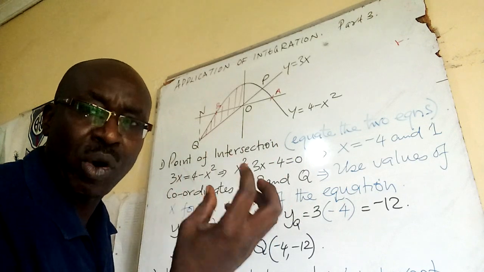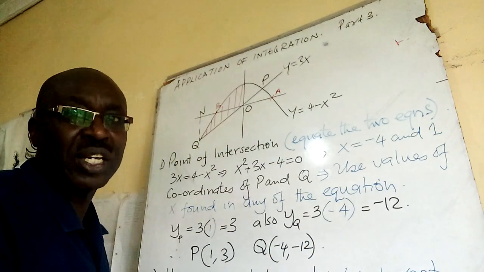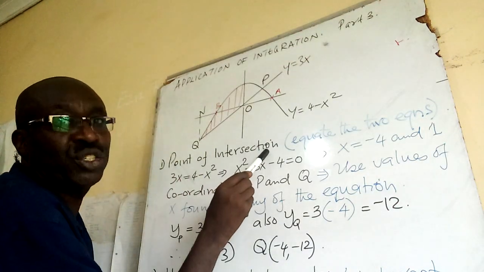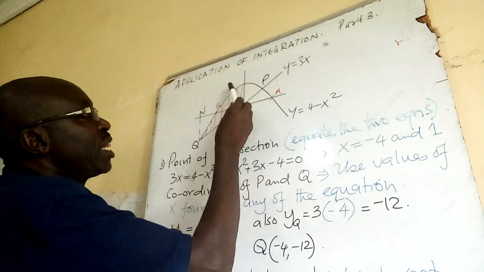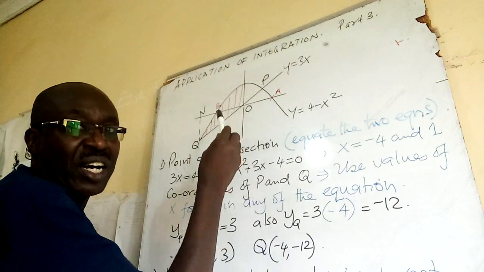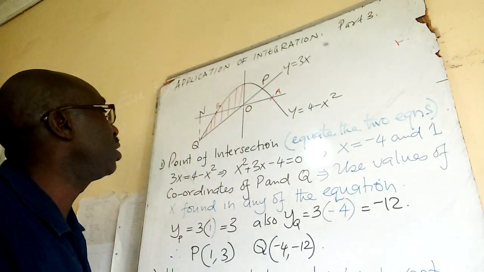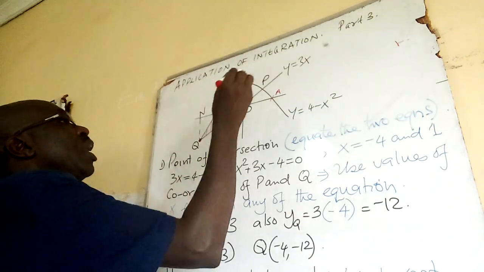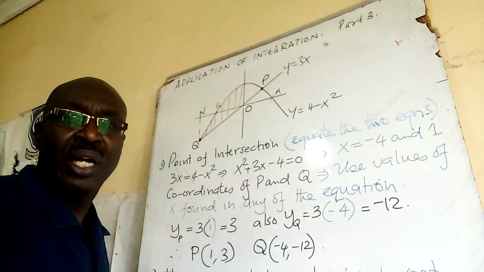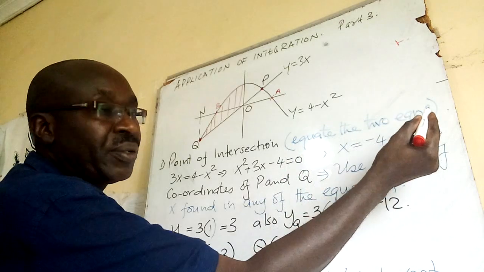And also there were points of intersection. So the first question I'm asking you is, how would you get the point of intersection between the curve and the line? The curve and the line meet at point Q and point P. Point of intersection.